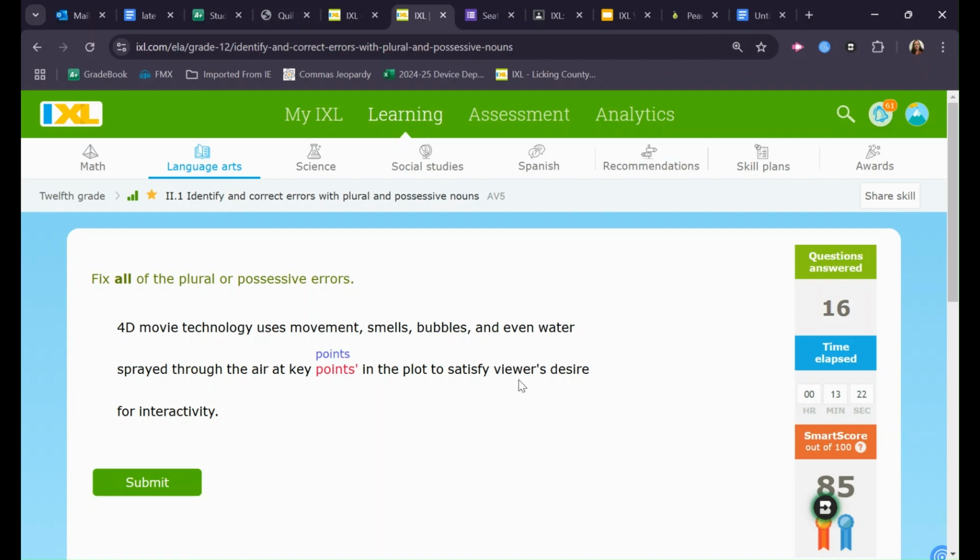Okay, to satisfy viewers' desire for interactivity. Is it plural? Yeah, we're talking about multiple viewers here. So let's go ahead and write the word plural. Is it possessive? Yeah, viewers' desire. So a plural word ending in S that's possessive takes the apostrophe on the outside. It's the desire of the viewers.